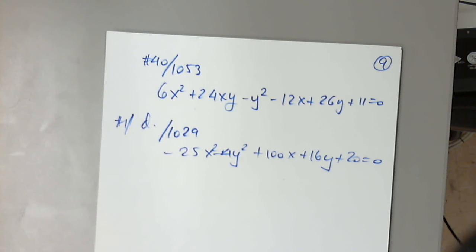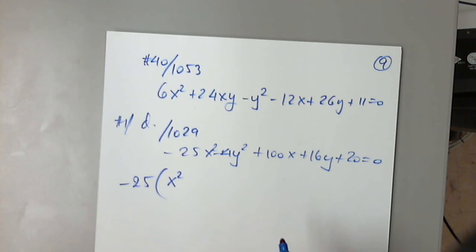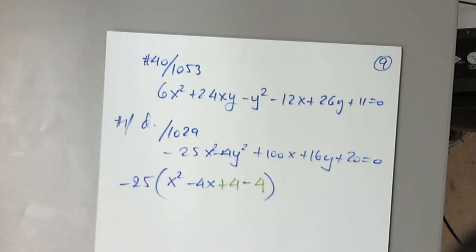First I will factor out negative 25. So negative 25, and this is x squared and minus 4x. Would you agree so far? From negative 25x squared and positive 100x, I factor out negative 25, and if you multiply back in, you get positive 100x. The middle coefficient is negative 4. We divide it by 2, we square that number, and then we add 4 and subtract 4, which is 0.